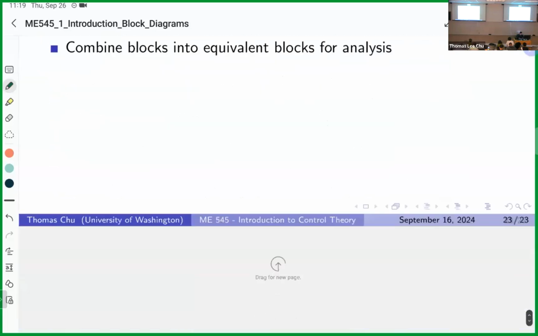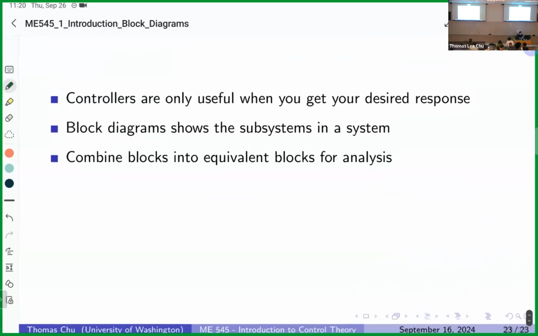So that's about it. Next class, we're going to go over some math review and talk about the Laplace transform, which is chapter 2. All right, thank you.